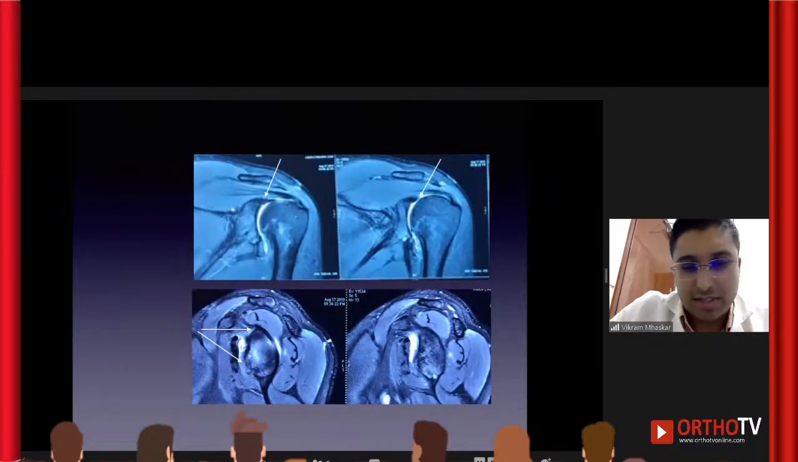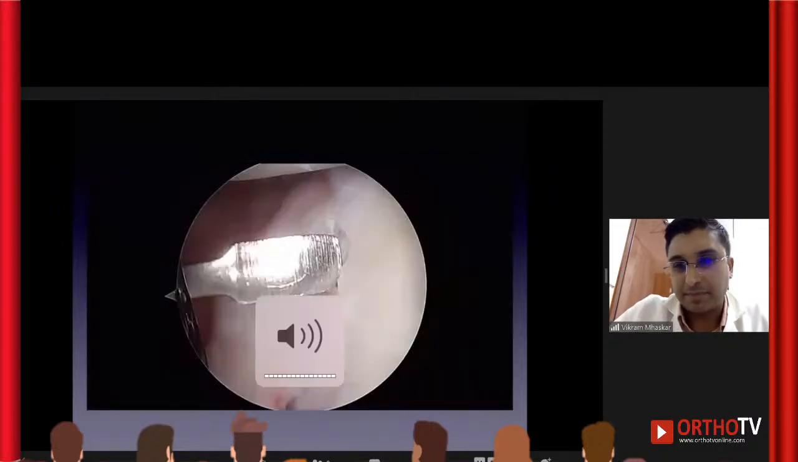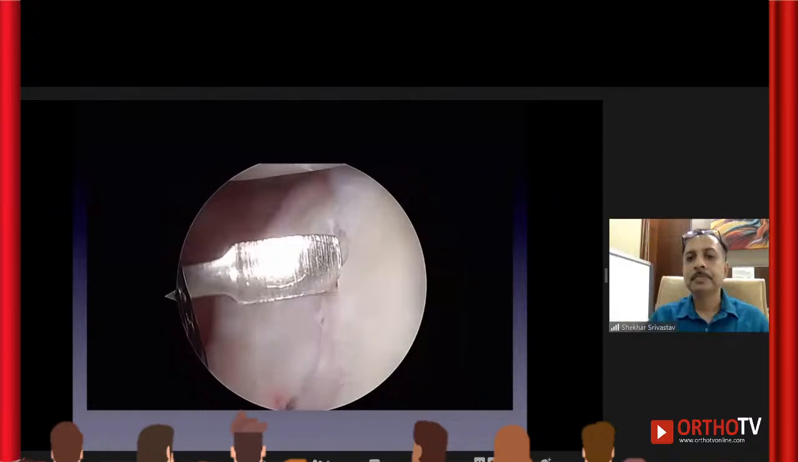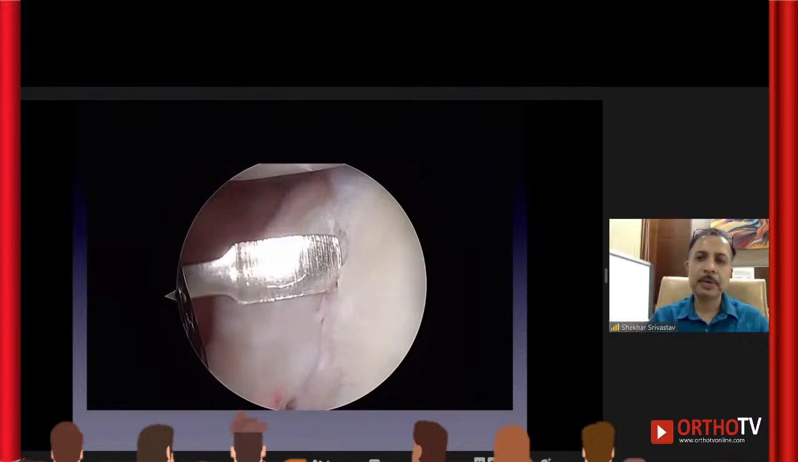Any inputs on the same? Would anyone have done this any differently? Very nicely done, Vikram. Thank you, sir. Only thing is that when doing a slap repair, you have to be aware of over-constraining the joint. This is the case of Bankart tear along with slap tears, so it's okay.